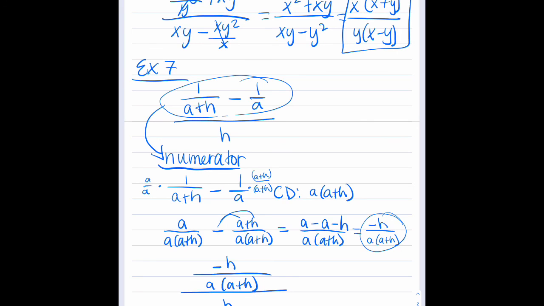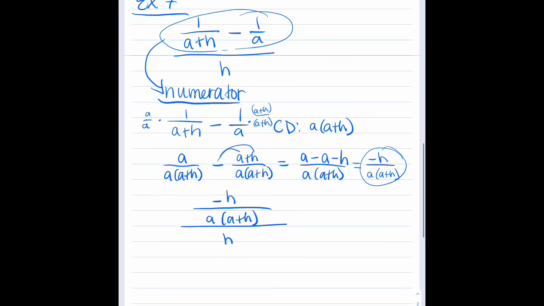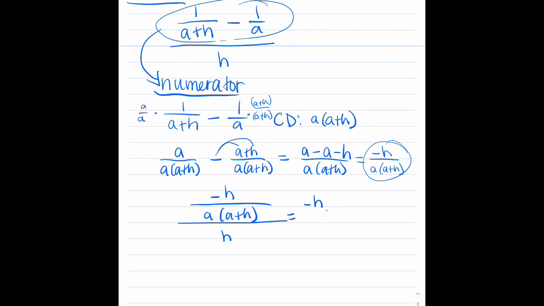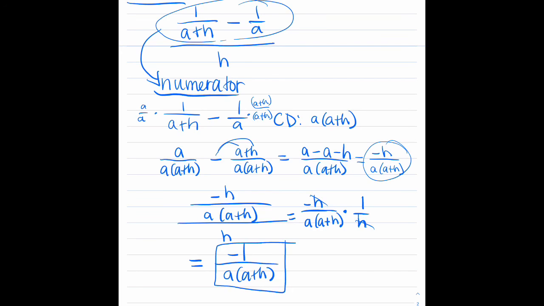Okay, that's great because now I can invert the denominator and multiply. So instead of dividing, I'm going to have negative h over a plus h, and then instead of dividing by h, we're going to times 1 over h. And if you look at that, this h on the top cancels with this h on the bottom because they are their own terms and there's nothing attached to them. So what you have left is a negative 1 on the top and a plus h on the bottom. Don't multiply everything out, leave it simplified like that. And that is your final answer for example number 7.